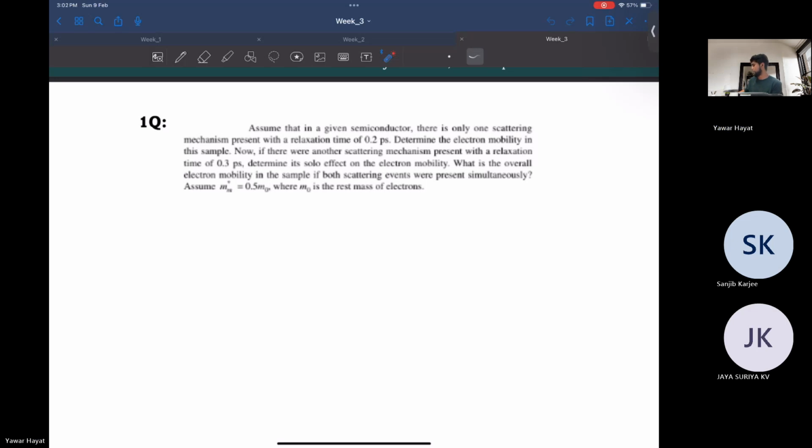Does anyone wish to answer how we should approach this question? No? Then I guess I'll proceed and show. Now your mu1 is equal to, first of all, do you recall this formula? Mobility is q tau by mn star. I'm assuming you were taught this in one of the lectures in this course.